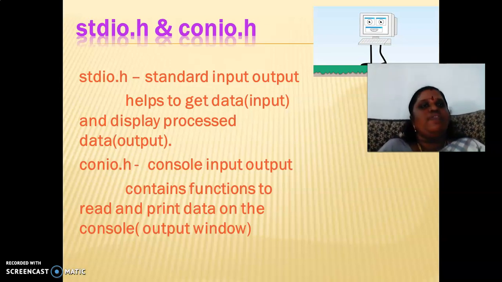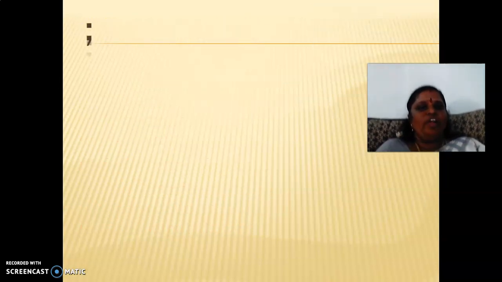There are certain header files which are defined previously in your C compiler. We can use those header files, and the functions are previously defined for the user's reference. So conio is console input output. Console is nothing but the output window. It contains the functions to read and print data on the output window. Clear? Any doubt in this?